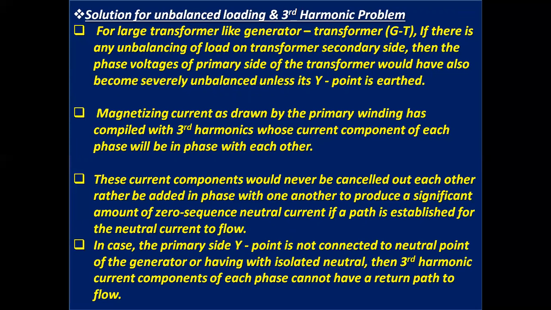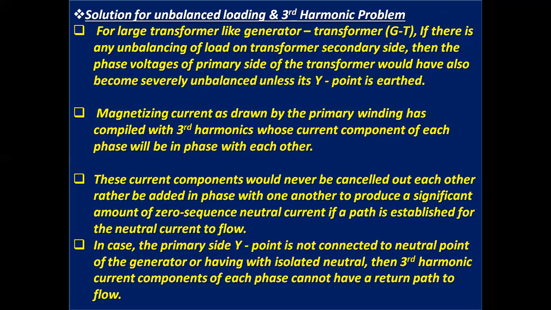Magnetizing current as drawn by the primary windings isComposed of third harmonics, whose current component of each phase will be in phase with each other. These current components would never cancel each other out, rather they add in phase with one another to produce a significant amount of zero sequence neutral current if a path is established for the neutral current to flow.